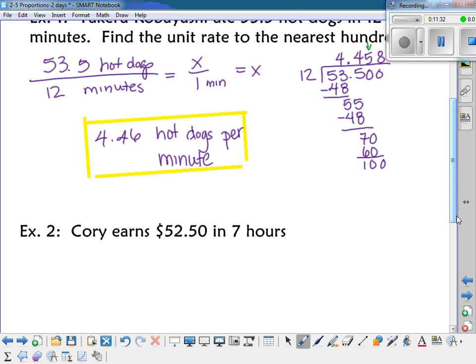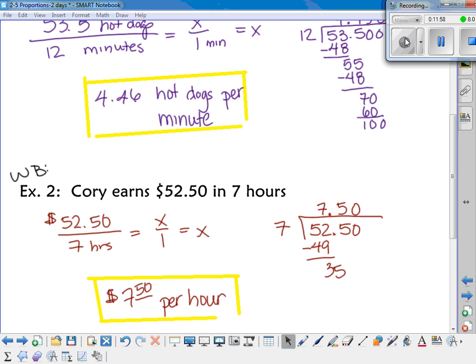Okay, this next problem you can try on your own. Corey earns $52.50 in 7 hours. So I want to know, how much does he make per hour? What is the unit rate for that situation? Pause the tape and give it a try. So when you did that, you should have divided 7 into 52.50 to find out how much for 1 hour, and you get $7.50 per hour.